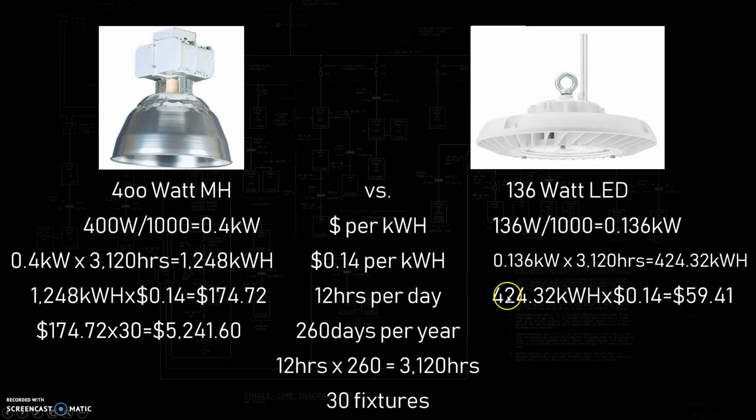So now we'll take that kilowatt hours, 424, times our 14 cent rate, and we'll get $59.41 to operate one of these fixtures for our full year, 260 days a year, 12 hours a day. Again, that's looking pretty good for our LED light. So the last step, what if we operate all 30 of them? We take our $59 times 30, $1,782.30. That's a pretty big savings for just 30 lights.